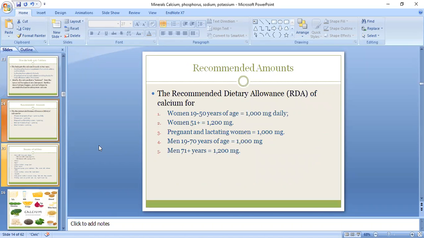Now, the recommended amounts of calcium. The recommended dietary allowance of calcium for women aged 19 to 50 years is 1000 mg daily, and for women older than 51 is 1200 mg daily, and for pregnant and lactating women 1200 mg daily, and for men between the ages of 19 to 70 years 1000 mg daily, and for men older than 71 years 1200 mg daily.